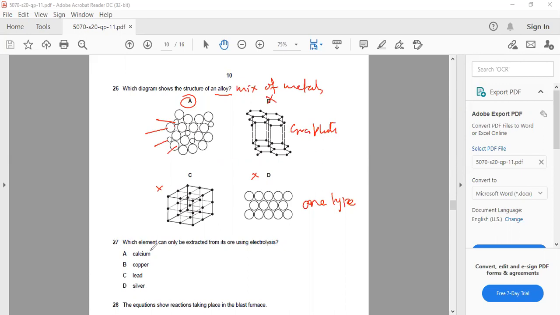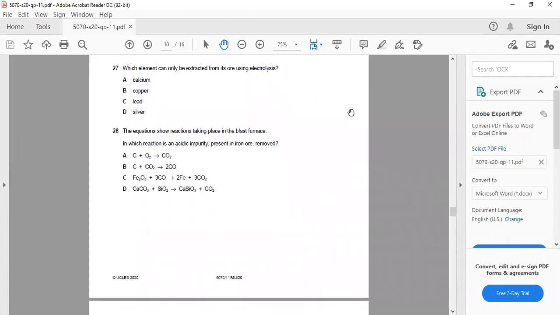26A. Which element can only be extracted from its ore by using electrolysis? Reactive metals: potassium, sodium, calcium, magnesium, aluminum. These metals are extracted by electrolysis. So what is here? Calcium. So these metals are extracted by electrolysis of their ore. Okay, because the bond is very strong and you cannot separate it easily.